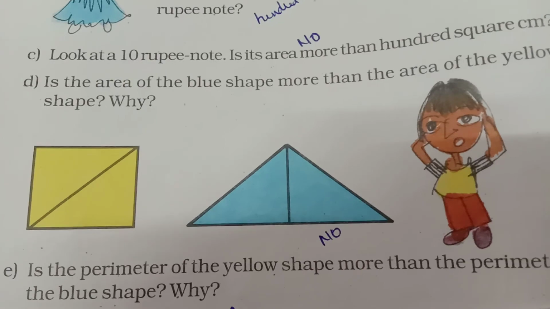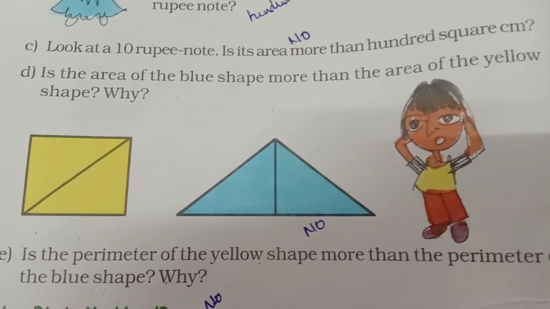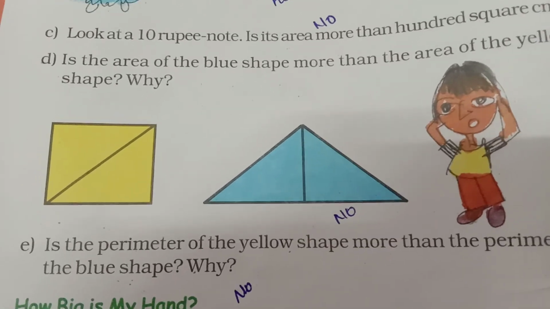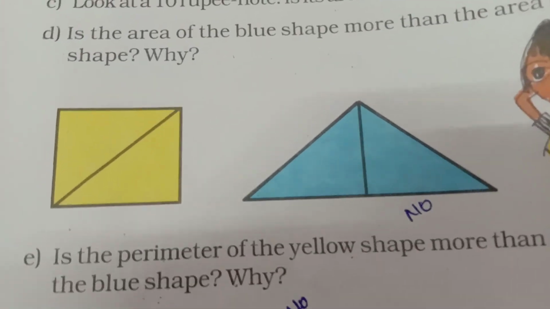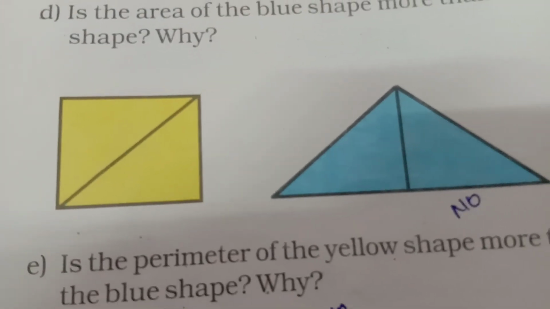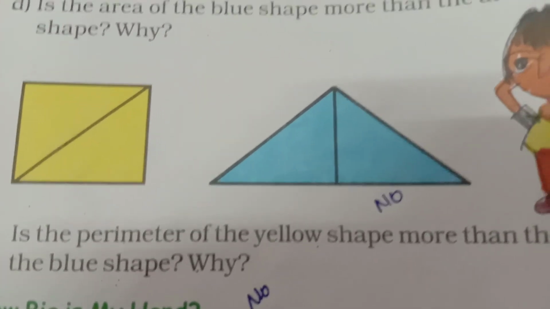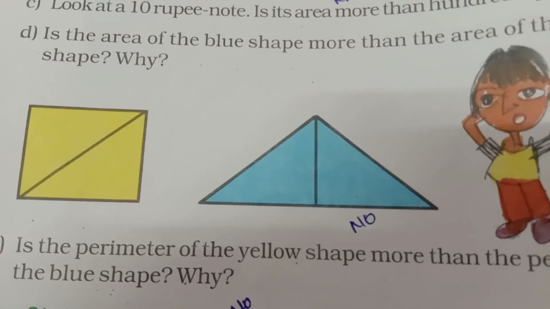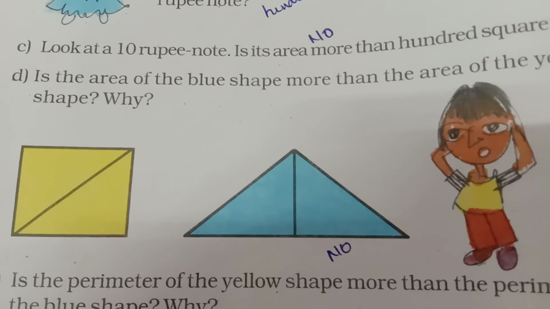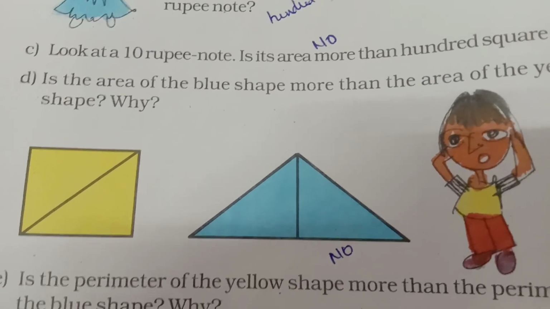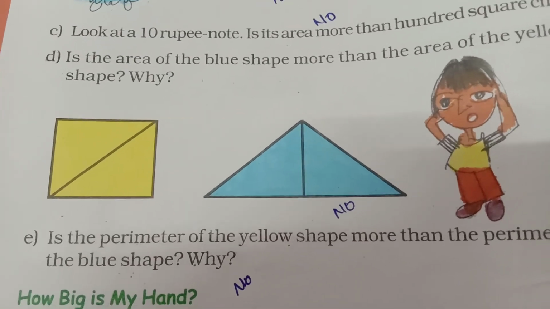Now, is the area of the blue shape more than the area of the yellow shape? See here two shapes are given, blue shape and yellow shape. In the yellow shape, we have one rectangle, and this rectangle is divided into two triangles. Do they have the same area? Is the area of the blue shape more than the area of the yellow shape? And why? No, their areas are same.